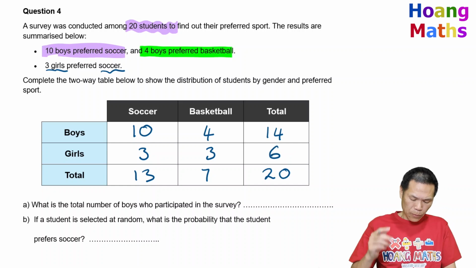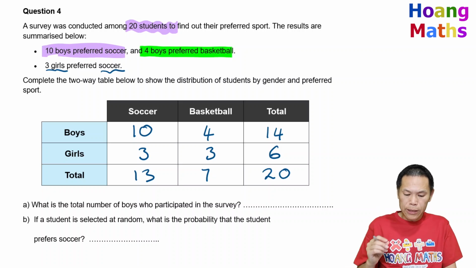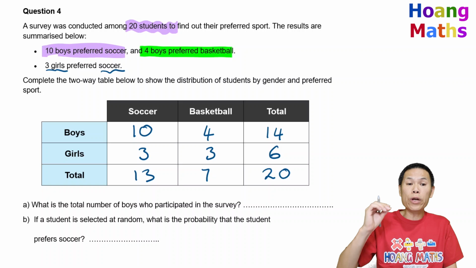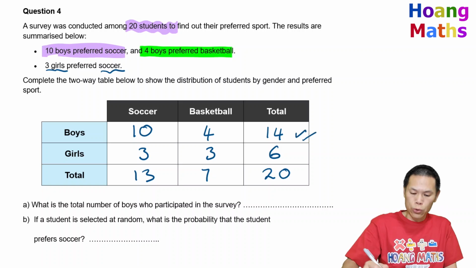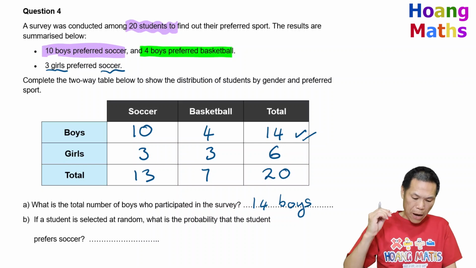Part A. What is the total number of boys who participate in the survey? So we just need to work out the total number of boys. So therefore, 14 boys altogether. So there you go.